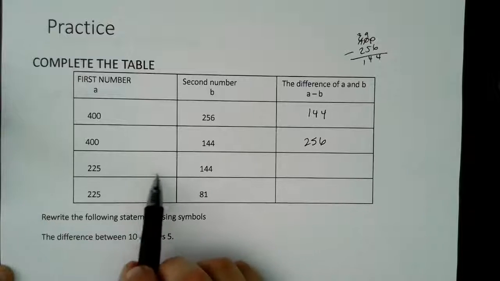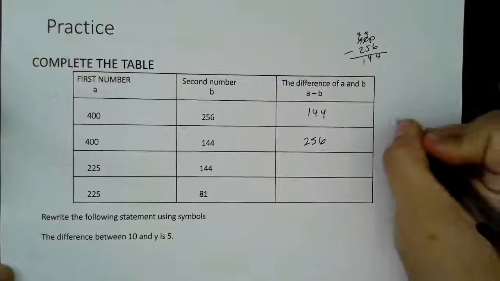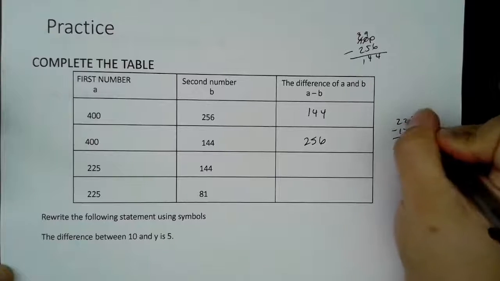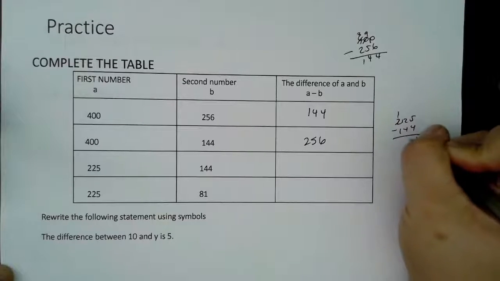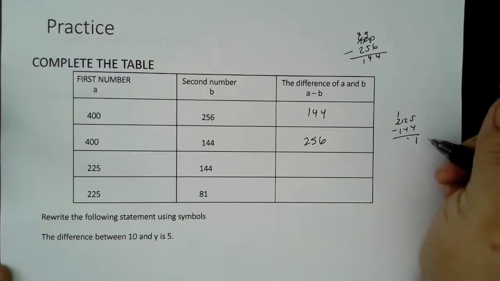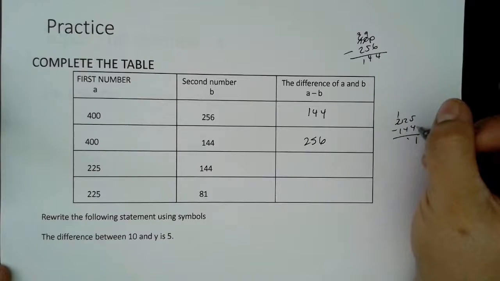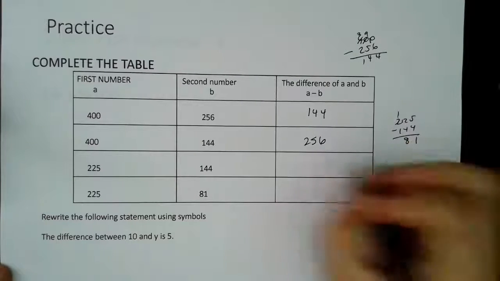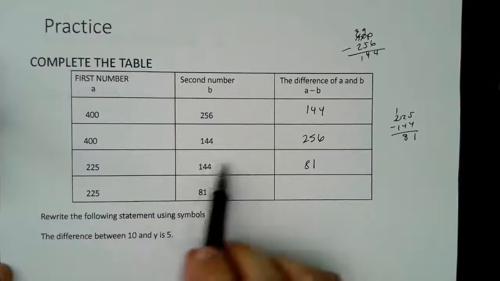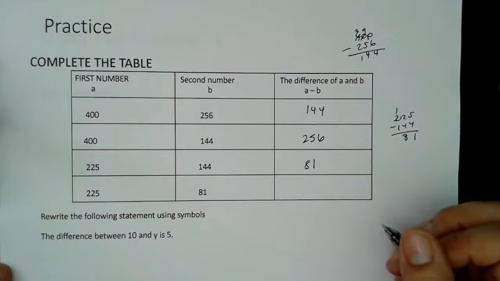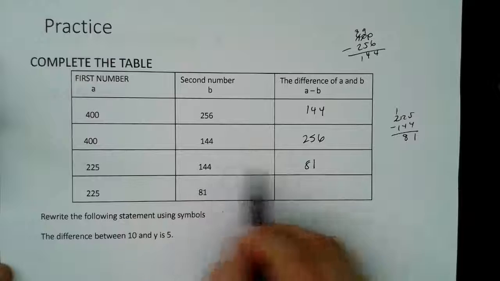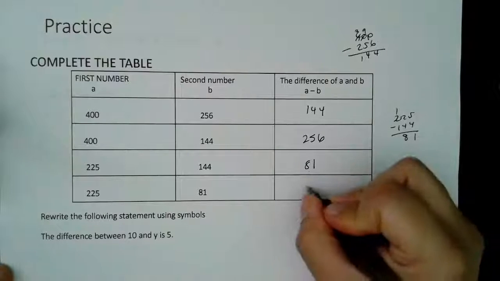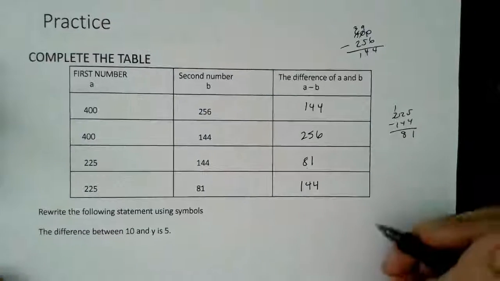And then 225 minus 144, what will that give you? I need to borrow 1. So this is 1, 12 minus 4 is just 8, and then that's it. So this is 81. But since we know the difference between 225 and 144 is 81, that also tells us that 225 minus 81 is 144. And you can check me on this, okay?